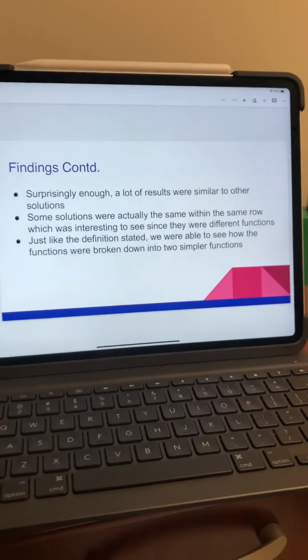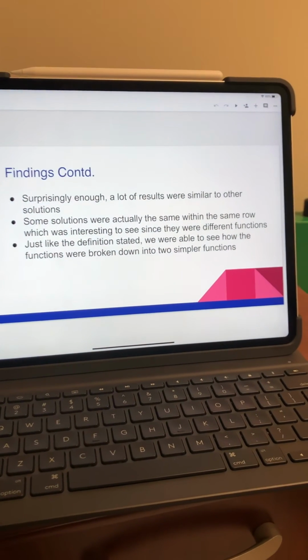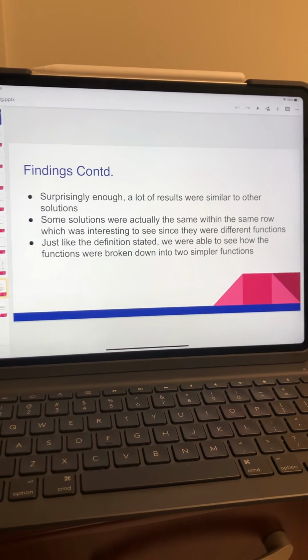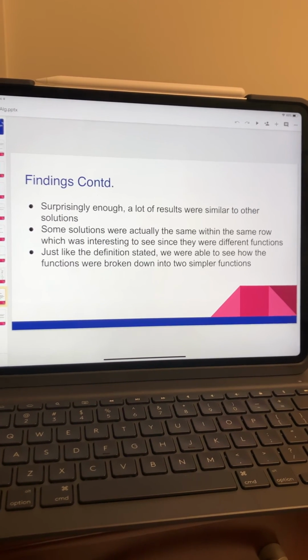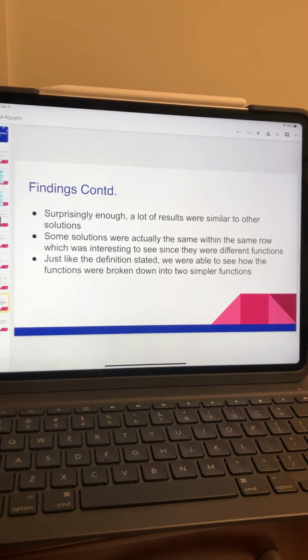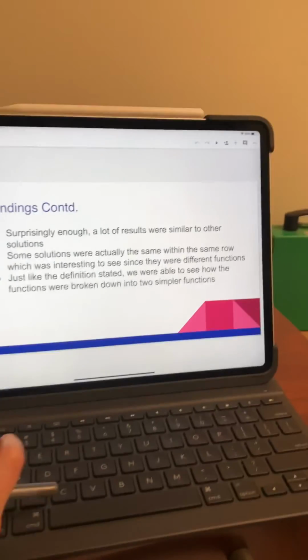As for findings, surprisingly enough, a lot of results were similar to other solutions. Some solutions were actually the same within the same row, which is interesting to see, since they are different functions. And just like the definition stated, we were able to see how the functions were broken down into simpler functions.